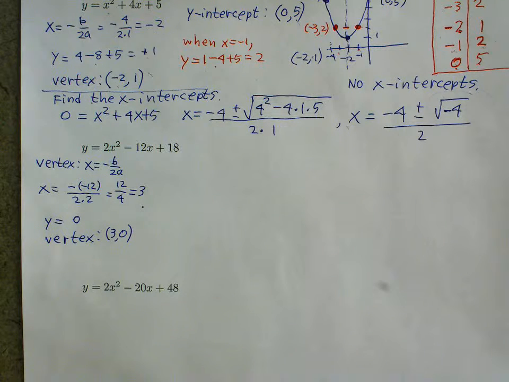Well, that tells us something. If the vertex is 3, 0, then what else do we know? Does anybody on YouTube know the answer? If the vertex is the ordered pair 3, 0, this vertex is on the x-axis. So that means there's only one x-intercept, which is the same point as the vertex.